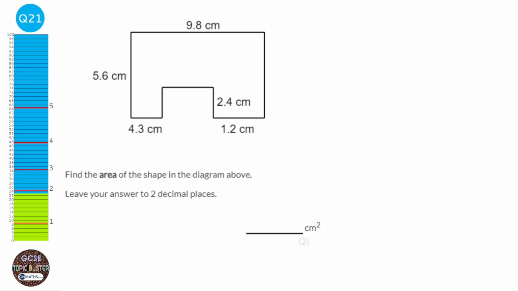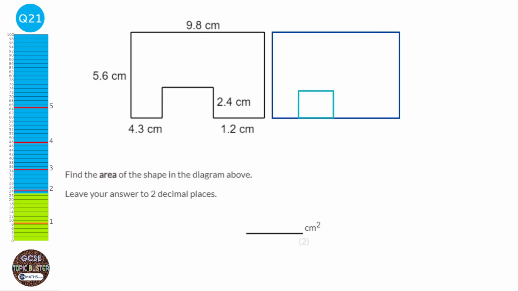To work out the area of this shape, I'm going to work out the area of the big rectangle, it's almost a big rectangle, and take away the area of this small little bit at the bottom. I'm going to label this big rectangle A and this little rectangle here B.